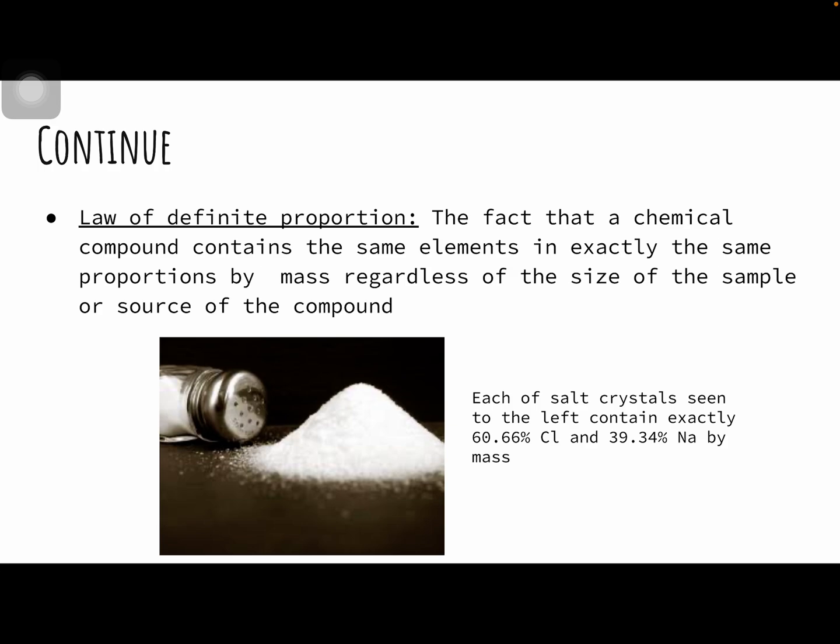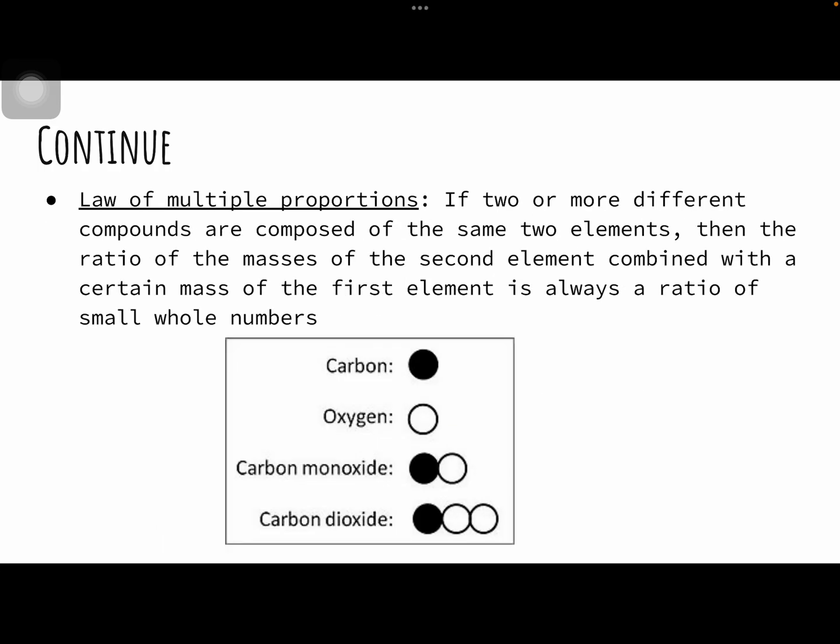So the chemical compound contains the same elements in exactly the same proportion by mass, regardless of the size of the sample or source of the compound. That is the law of definite proportions. And the last one is the law of multiple proportions. Again, I would highlight whatever you've got to do to make sure you go back over this.